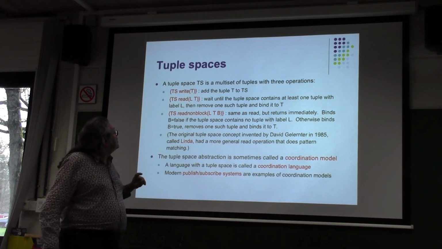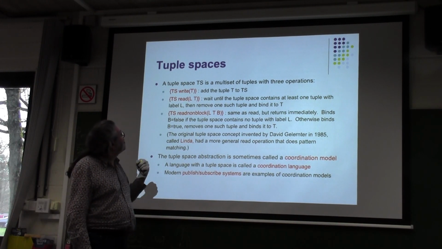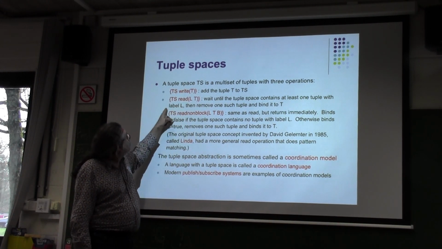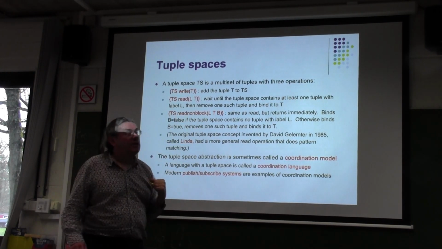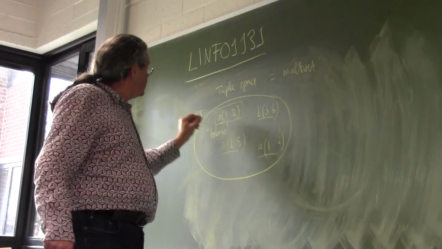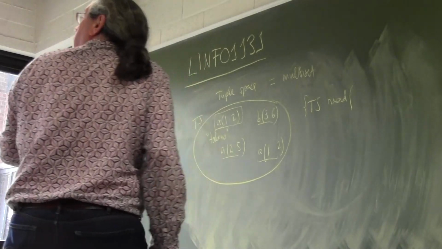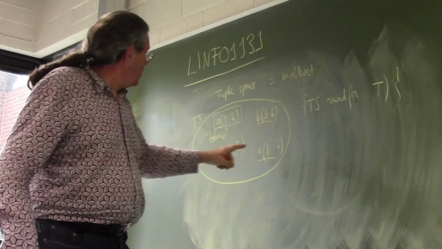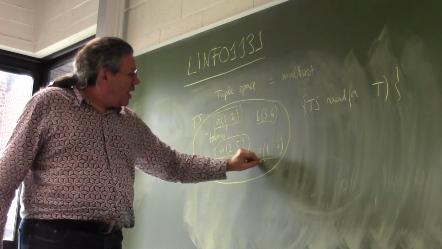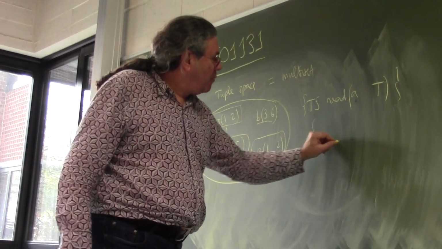Read L T. So this one uses kind of pattern matching. This removes a token, but it kind of synchronizes. So it waits until there's at least one tuple with label L, and then it removes one. So in this tuple space, for example, let's say this one is called TS. If I do TS read A T, it will wait until there's a tuple with label A. But there's three of them, and then it will remove one of them. So maybe it will remove this one.